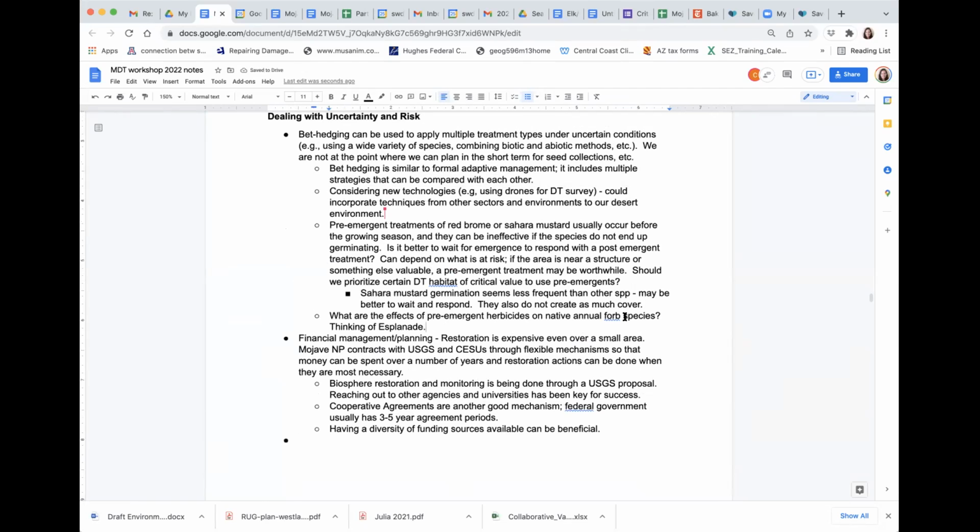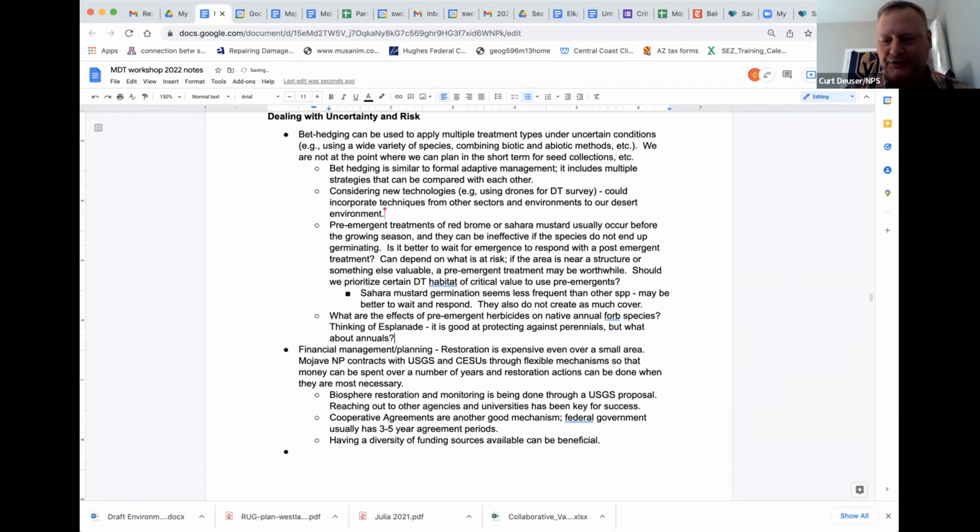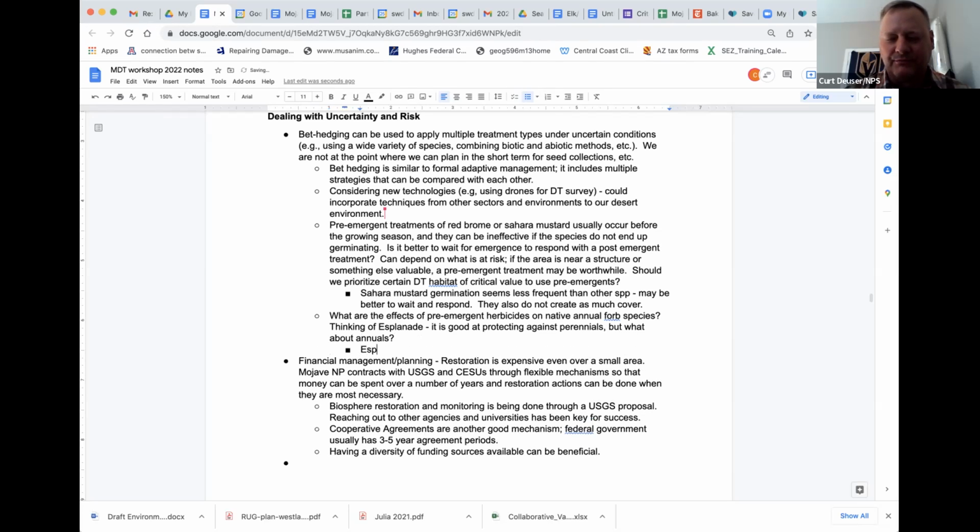I know it's pretty good at protecting the perennial species, but I'm just wondering about the annuals. Yeah, Bayer has done quite a bit of research on that, and it's surprising how selective it is on these annual grasses, at least in early results. I'm trying to think of the main researcher that did that work. He's out of Colorado State, but anyway, preliminarily, it does seem very selective.